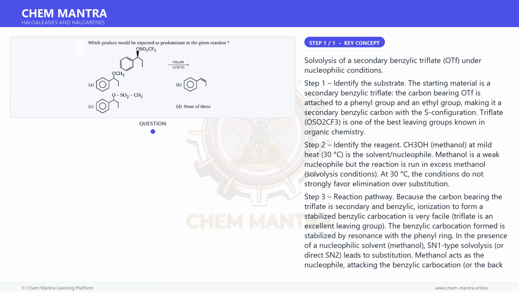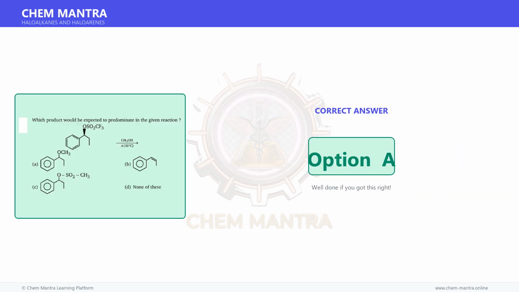Step 6. Conclusion. The predominant product is the methyl ether PhCH(OCH3)CH2CH3, formed by SN1 solvolysis of the benzylic triflate with methanol as nucleophile. This corresponds to option A. Therefore, the correct answer is A. Therefore, the correct answer is option A.